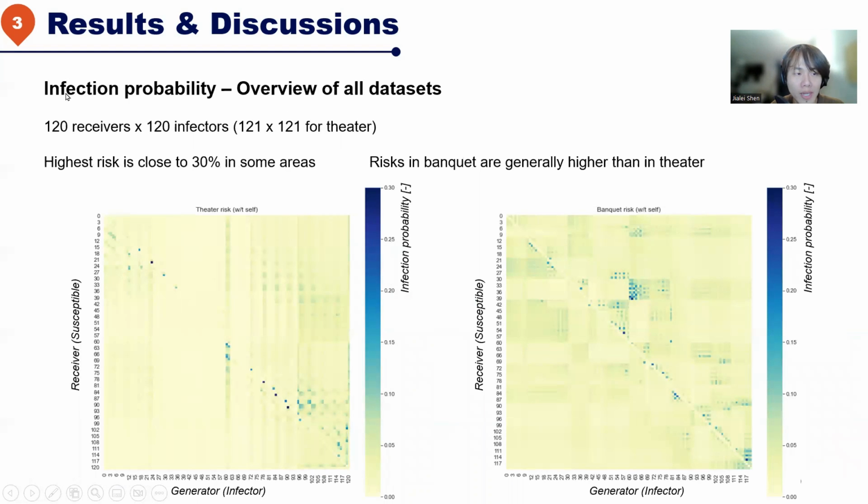And then we also have the infection probability in these two scenarios, because we have 120 receivers by 120 infectors, and we can plot the heat map like this. The horizontal is the infector and the vertical is the receiver. We can know the infection risk for each receiver exposed to each infector.